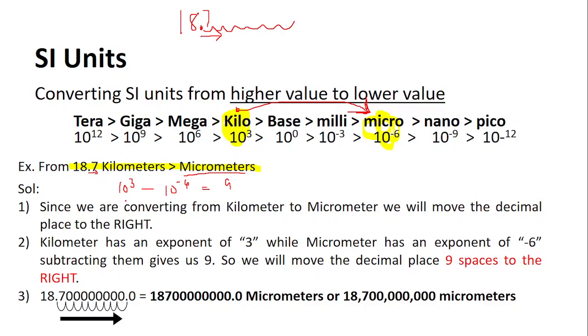Okay? So, kailangan ta i-minus an exponent ni kilometers, which is 10 raised to 3, and an exponent sa desired unit natin, which is si micrometers, 10 raised to negative 6. So, 3 minus negative 6, 9. So, aram naton na 9 times kita mahiwag sa decimal point. Kilometer has an exponent of 3, while micrometer has an exponent of negative 6. Subtracting them gives us 9, so we will move the decimal place 9 spaces to the right. Okay, so amo na yun ang final answer class.